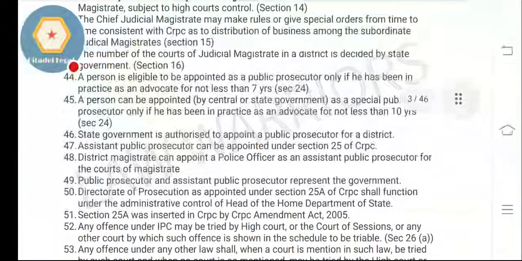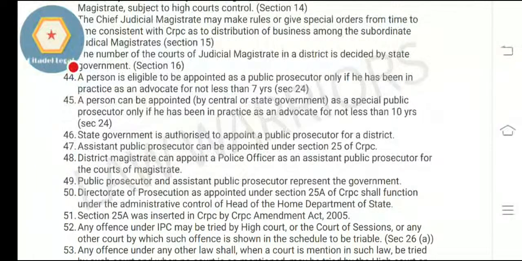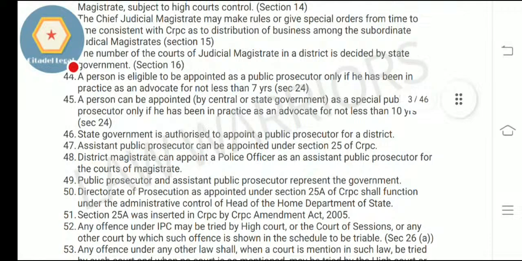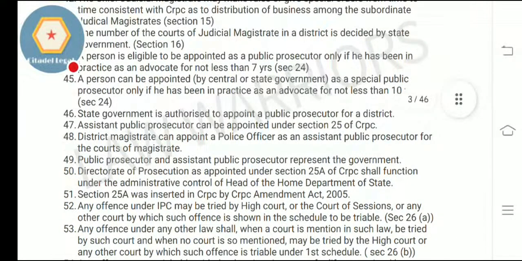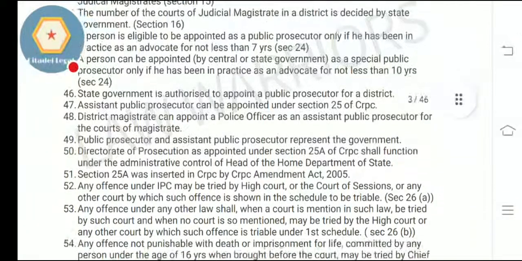46, state government is authorized to appoint a public prosecutor for a district. 47, assistant public prosecutor can be appointed under section 25. So, 24 deals with the public prosecutor and special public prosecutor, and 25 is assistant public prosecutor. Now, 48, district magistrate can appoint a police officer as an assistant public prosecutor for the courts of a magistrate. These are the powers given to the highest rank of the executive magistrate, that is the district magistrate, who can also appoint a police officer as an assistant public prosecutor for the courts of a magistrate.